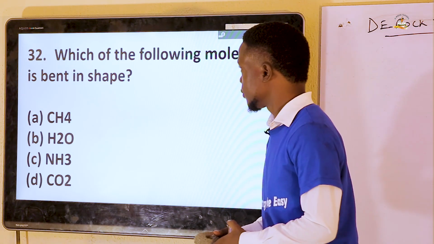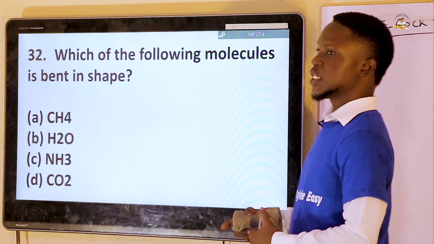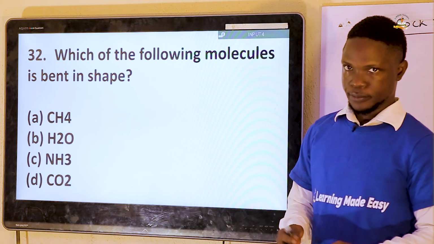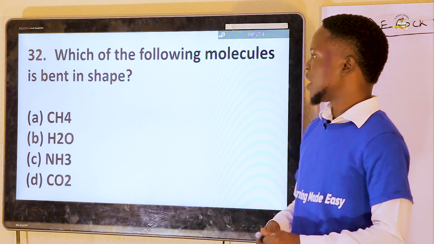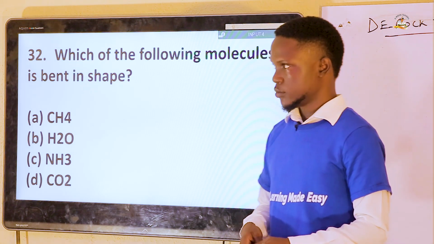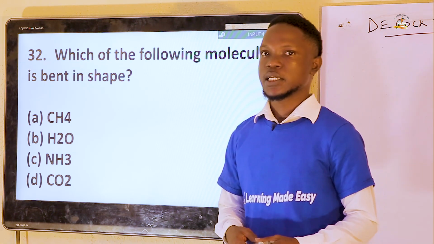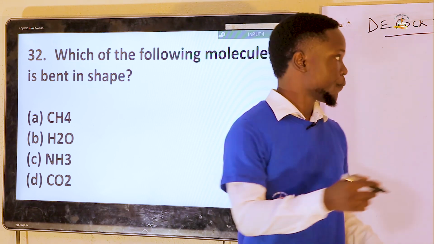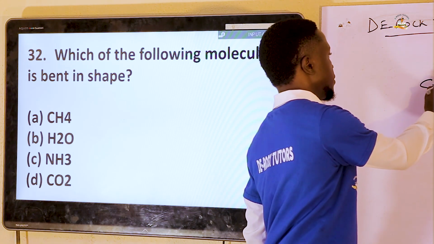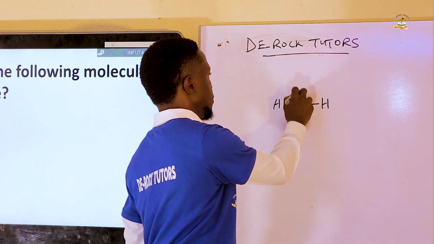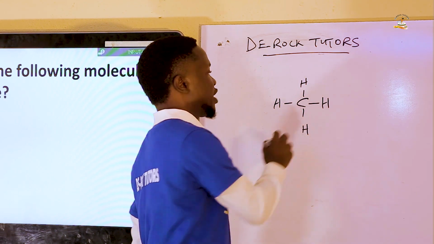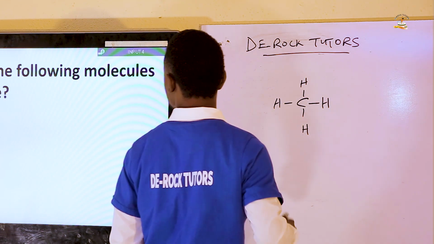Number 32. Which of the following molecules is bent in shape? CH4 is tetrahedral in shape. And this is the shape C. So CH4, tetrahedral in shape.